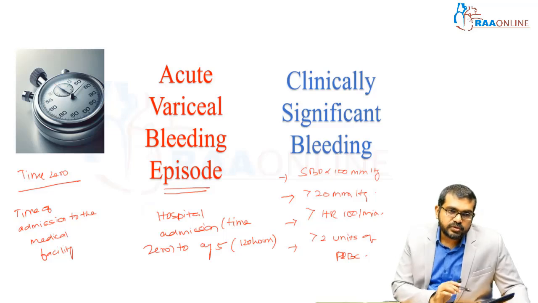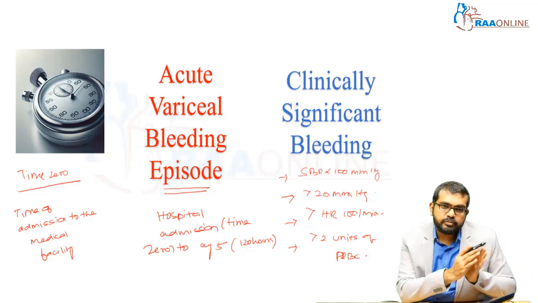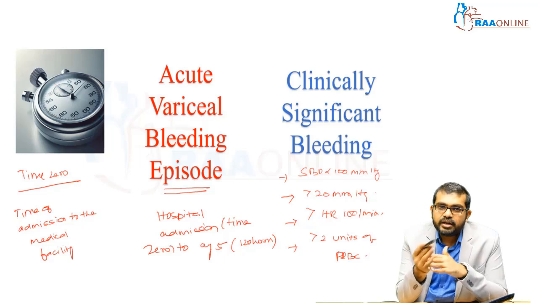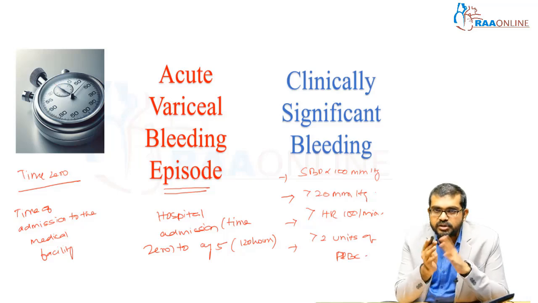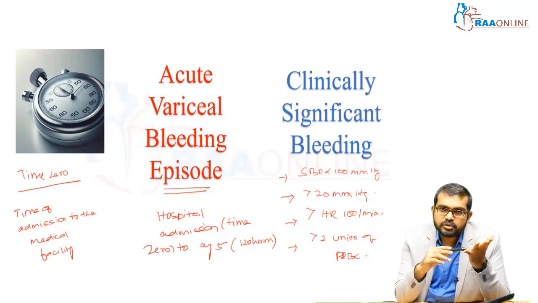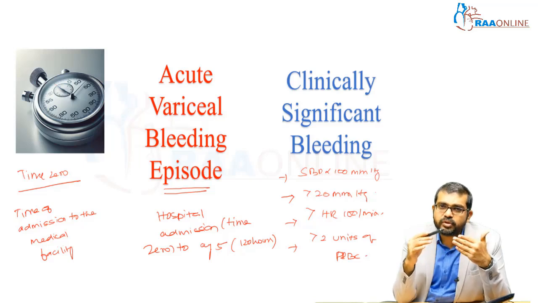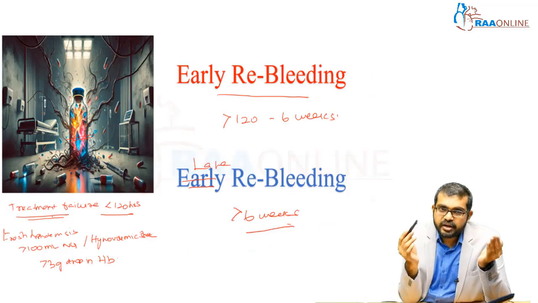So time 0 is time of admission to the medical facility. Acute variceal bleeding episode is nothing but from the hospital admission time to 120 hours, which is day 5. Clinically significant bleeding is nothing but the vitals monitoring and symptomatology. Either you can have a systolic blood pressure of less than 100, or tachycardia of more than 100 heart rate, or postural syncope, that is difference in systolic blood pressure of more than 20, or requirement of more than 2 units of blood transfusion.